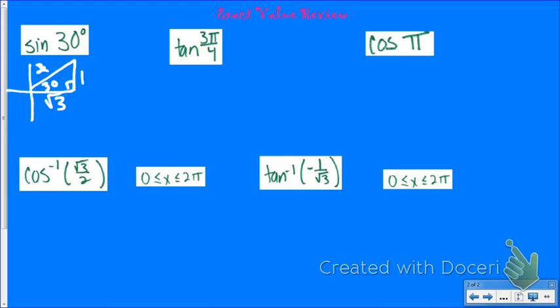Once I have my triangle filled in, in order to find my exact value, all I have to do is fill in my opposite over hypotenuse of 30 degrees. My opposite is 1, my hypotenuse is 2. So the sine of 30 degrees is 1/2.